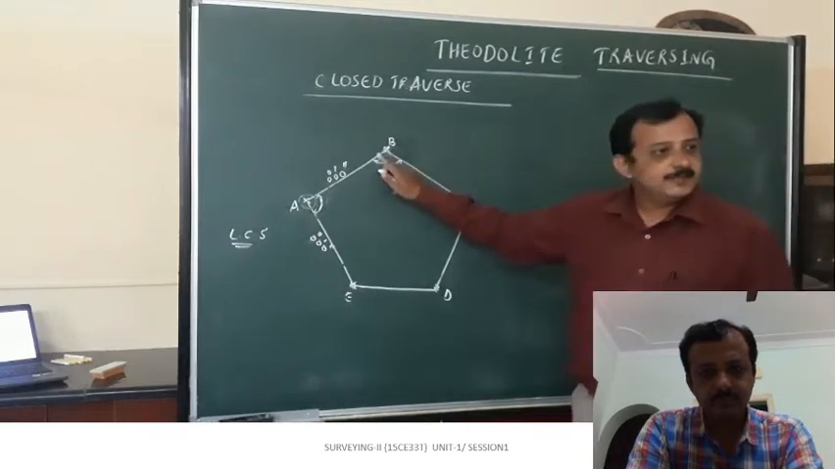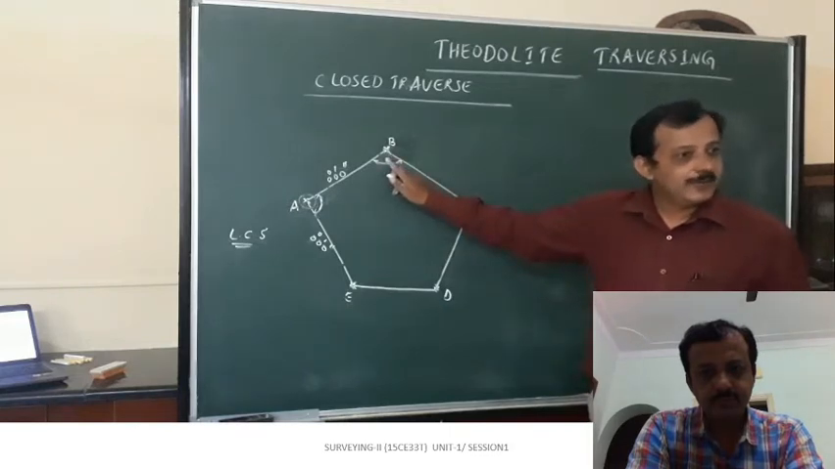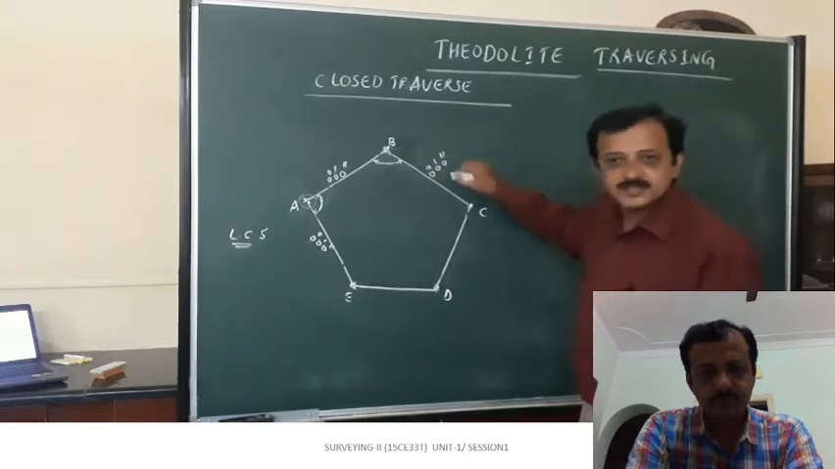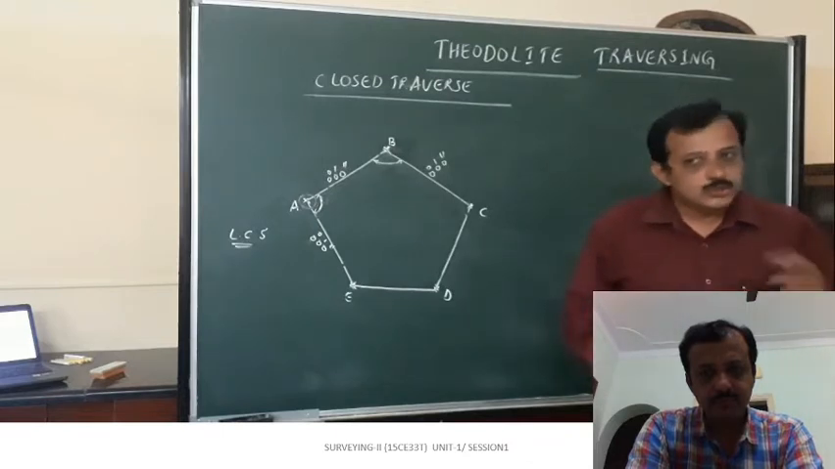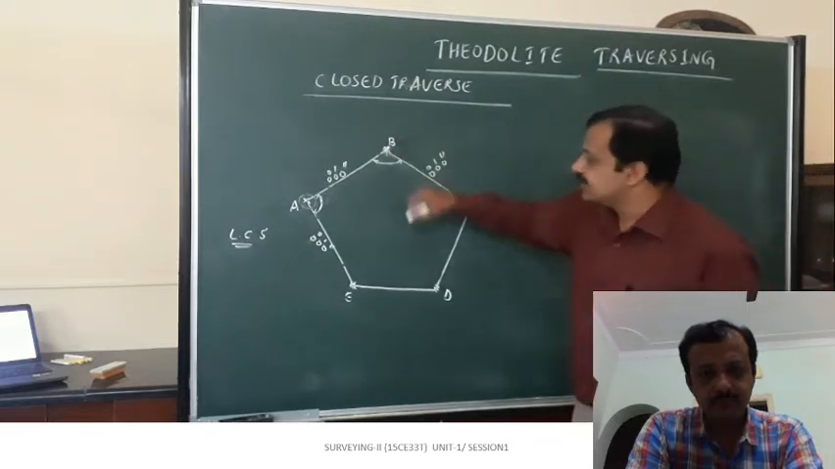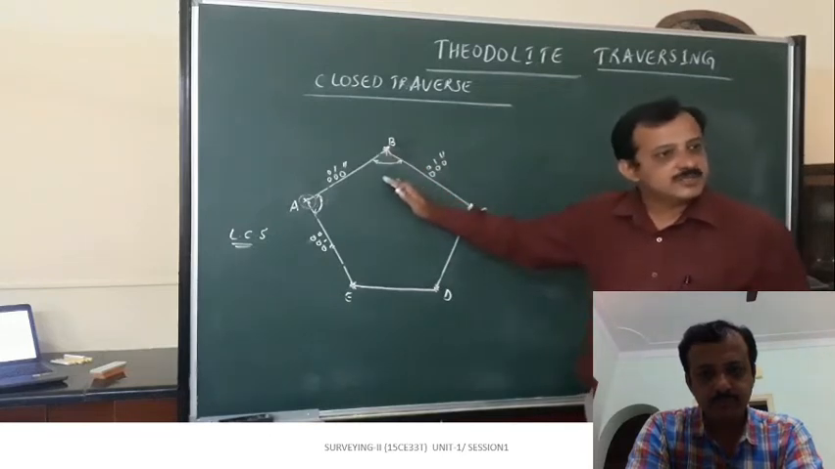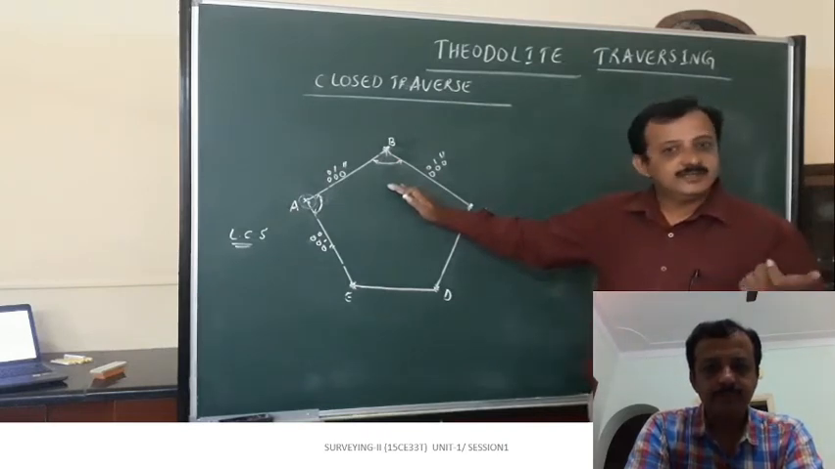Bisect station B. ಈಗ station B ನ bisect. When you bisect station B, this line will be 0 degrees, 0 minutes, 0 seconds. Right? Now tighten the upper clamp screw, loosen the lower clamp screw, bisect station B. This will be 0 degrees, 0 minutes, 0 seconds. After this, what you have to do? Loosen the upper clamp screw, tighten the lower clamp screw.